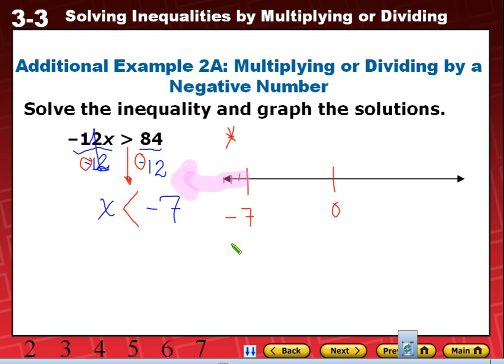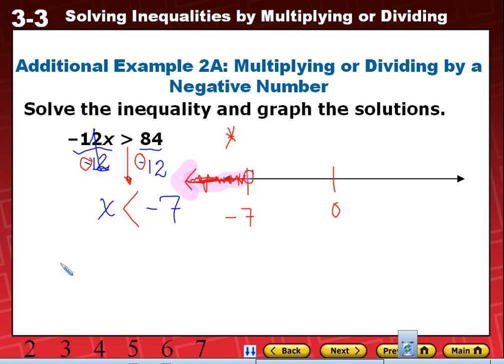Now, does it include the point -7? Let's look at it in the inequality. Does it have the equal sign? No. So here we only circle the spot and make sure from there you shade everything to the left. Okay, everything to the left. So from there, the last step is to check.